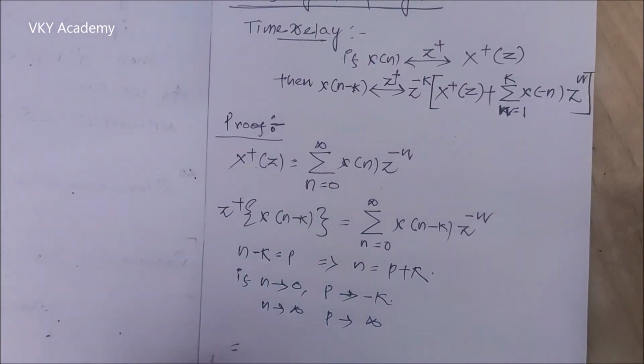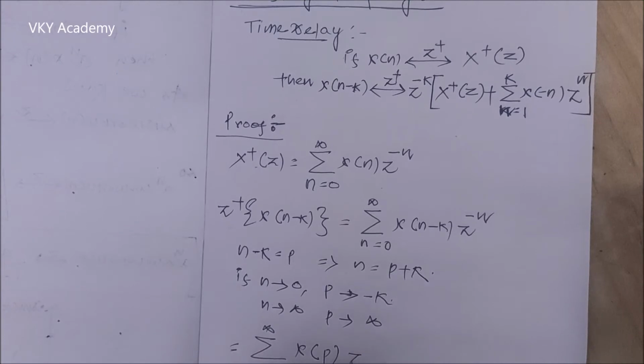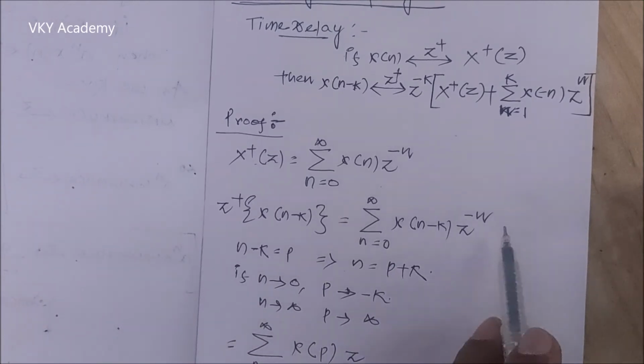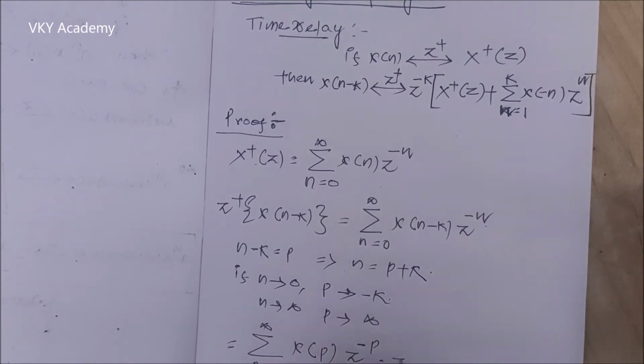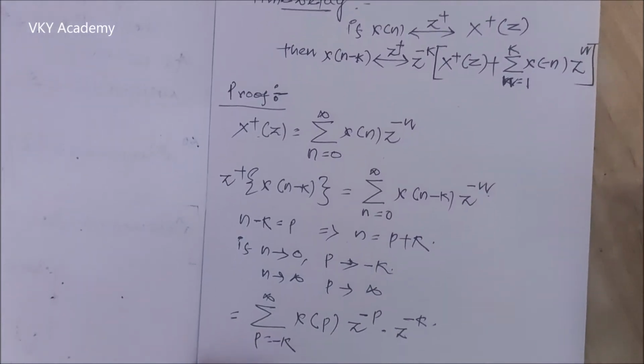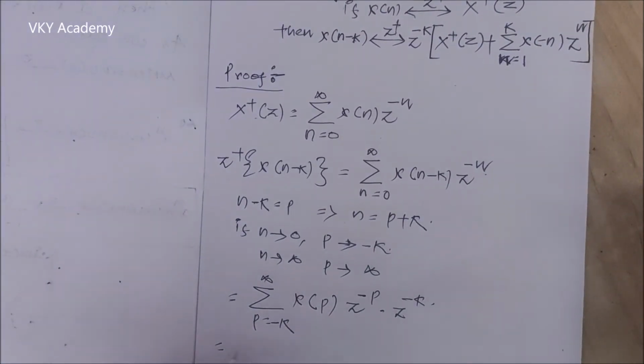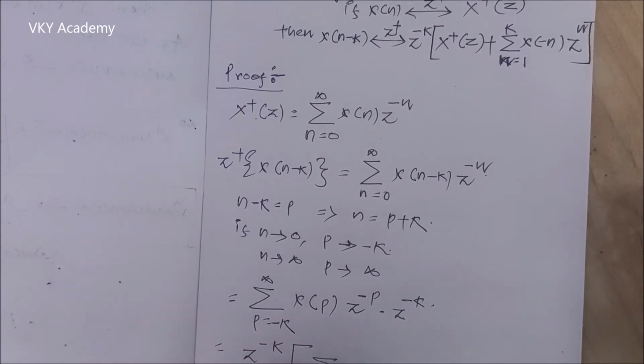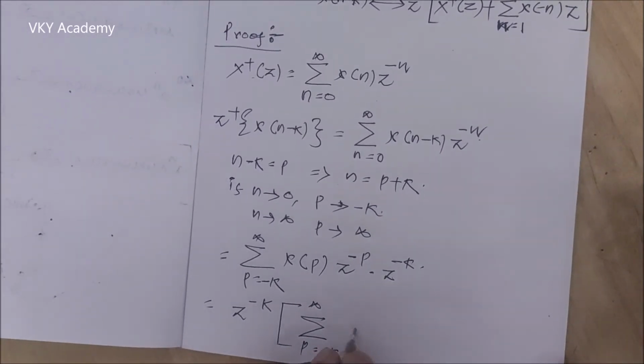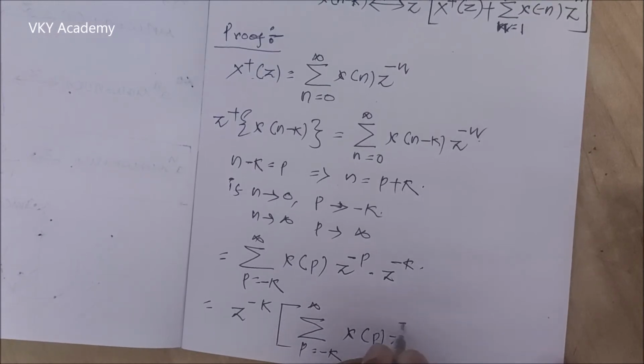So this can be written as summation p equal to minus k to infinity, with the new variable p, x of p z to the power minus p, replacing n with p plus k, times z to the power minus k. Now this can be written as z to the power minus k, summation p equal to minus k to infinity, x of p z to the power minus p.